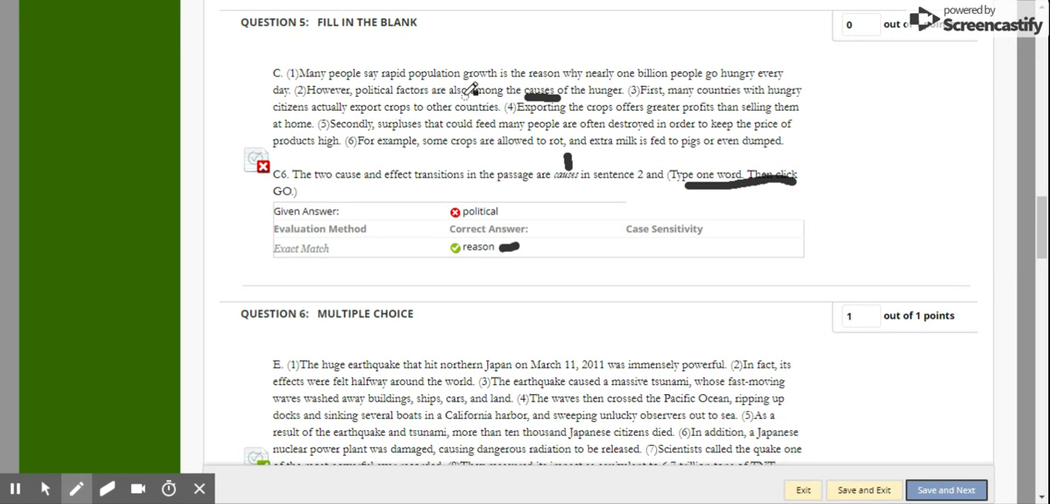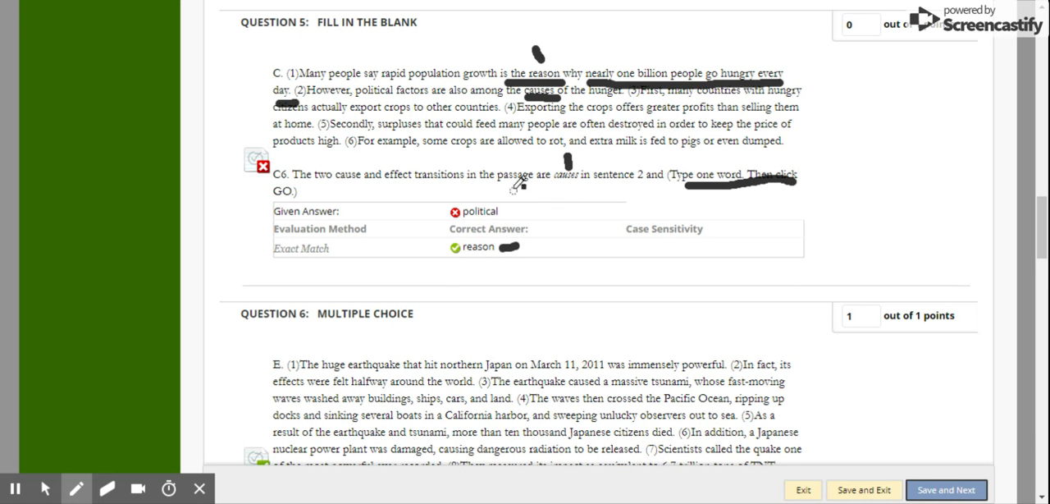Okay, so if it's found, let me find it. It's in the first sentence. Many people say rapid population growth is the reason. Okay, reason and cause are synonyms. Those are words that tell us that the information in the sentence are causes. Okay, so the topic is why people go hungry every day. Okay, one reason is rapid population growth, and then political factors are among the causes. And then they tell us some of the political factors.